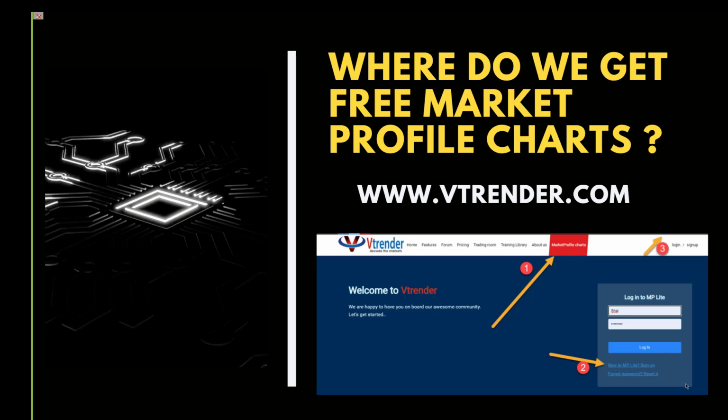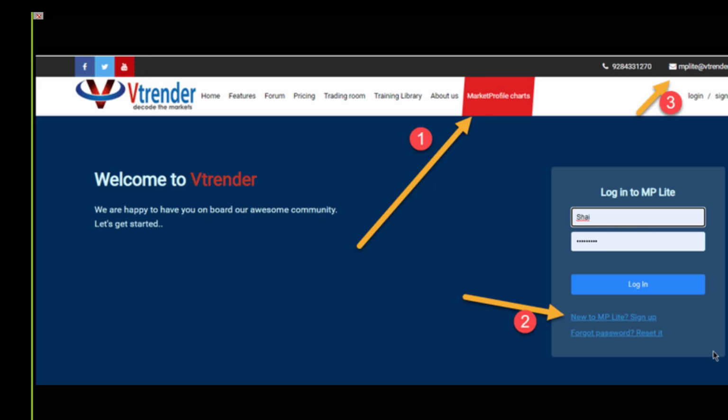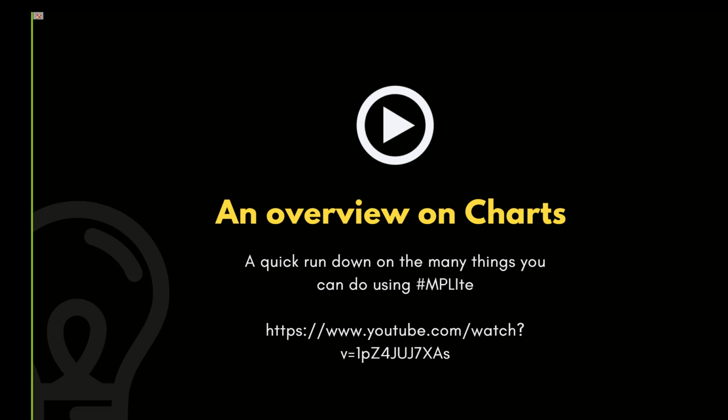Now, before I go on, the question which should be uppermost in your mind is, where do we get these market profile charts? For that, you have to go to the chart section of market profile, log in to the MP Lite section, and do a one-time registration. You would be getting charts over here. Just go to the market profile chart section of www.vtrender.com. You will have all these market profile charts up and running for you.